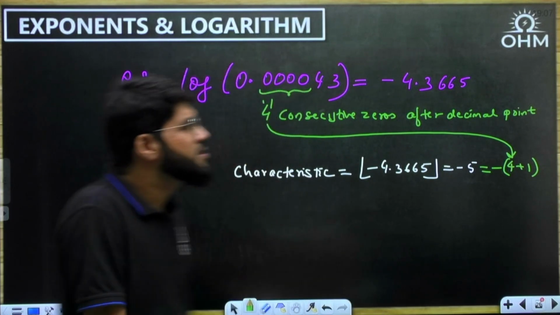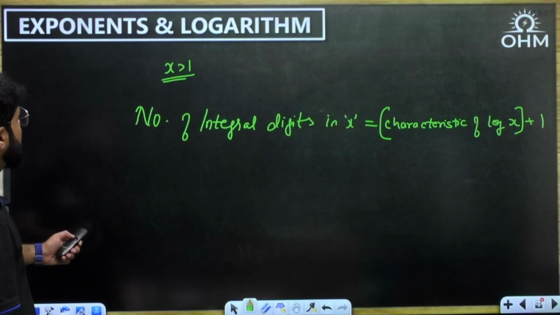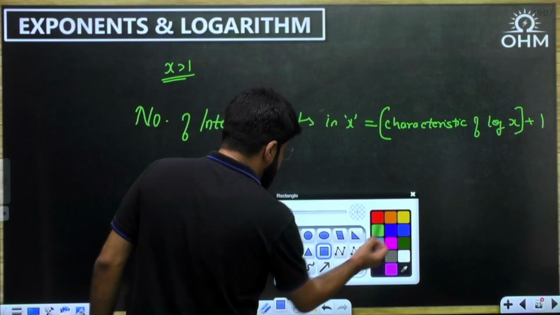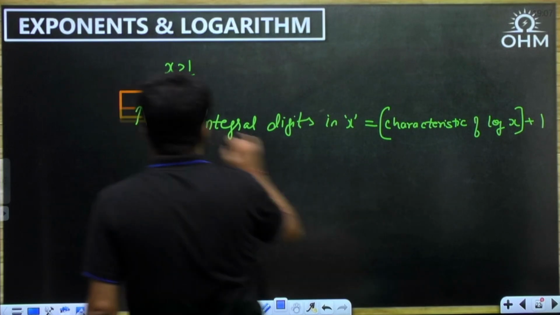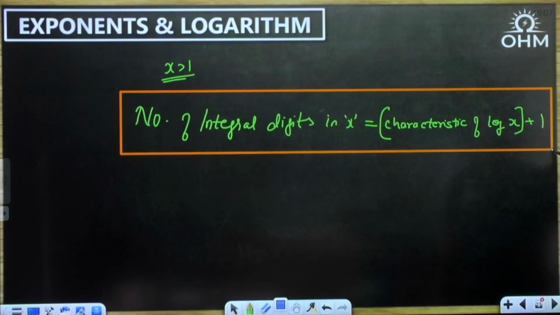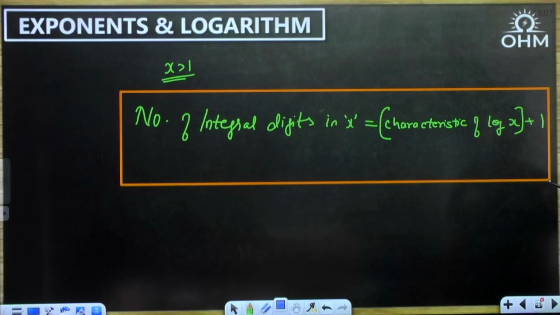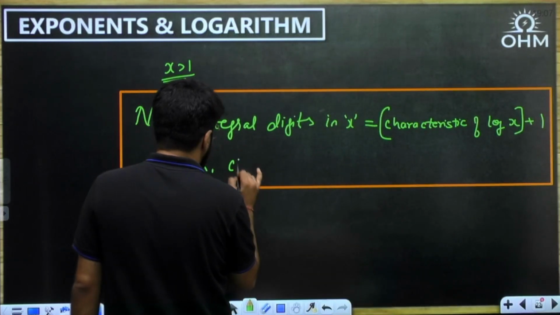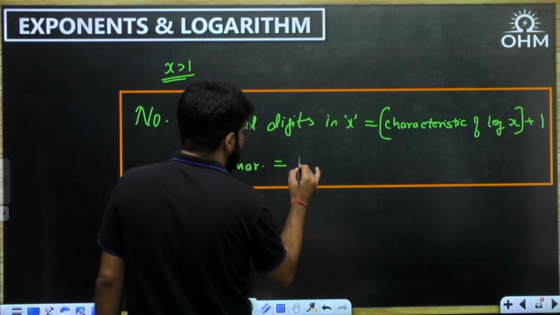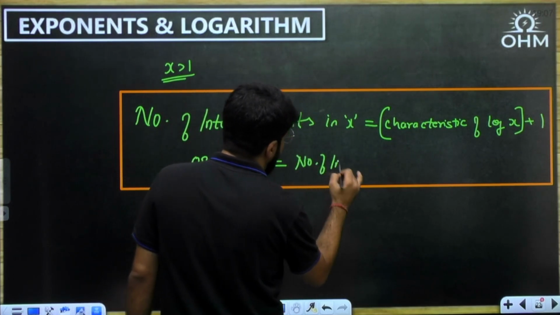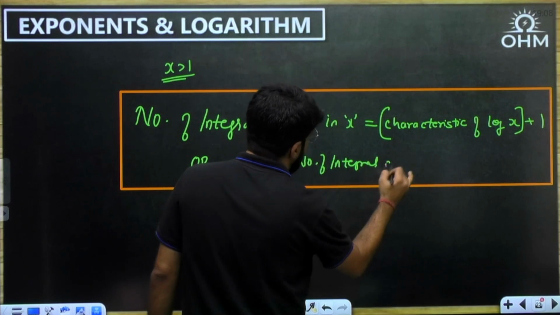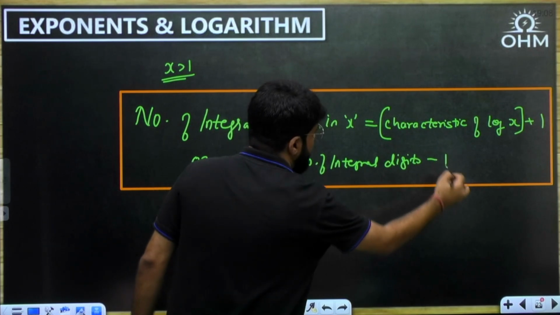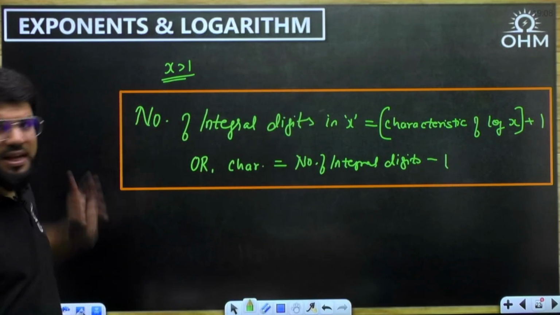So, I told you a result for the characteristic for x greater than 1. Let us bookmark this result separately. Important result: number of integral digits is equal to characteristic plus 1, or vice versa, characteristic is equal to number of integral digits minus 1. This was for x greater than 1.